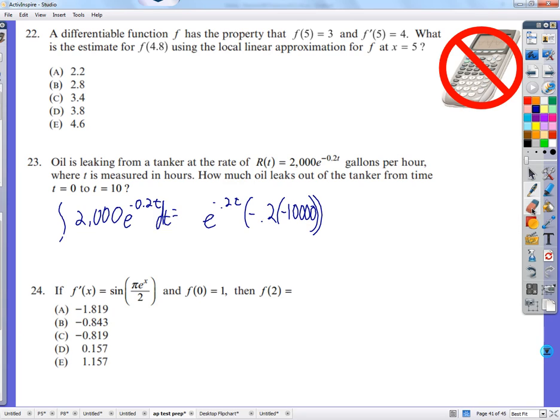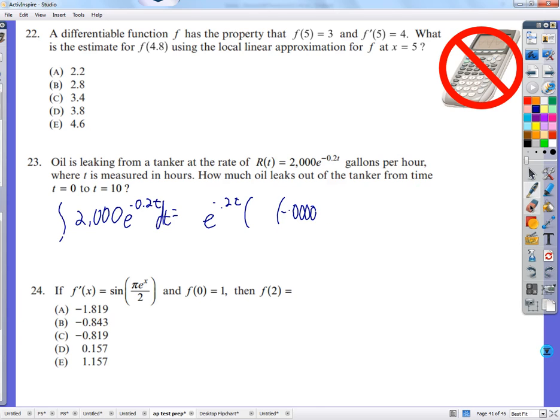Okay. So now we kind of fudged around a little bit with this. Negative 10,000 should be there so that when we take the derivative and we multiply by negative 0.2 because we use the chain rule, when we multiply negative 0.2 by 10,000, we get the 2,000, right? We're kind of working backwards. Finding a function that when you take the derivative, you get this. That's the antiderivative.